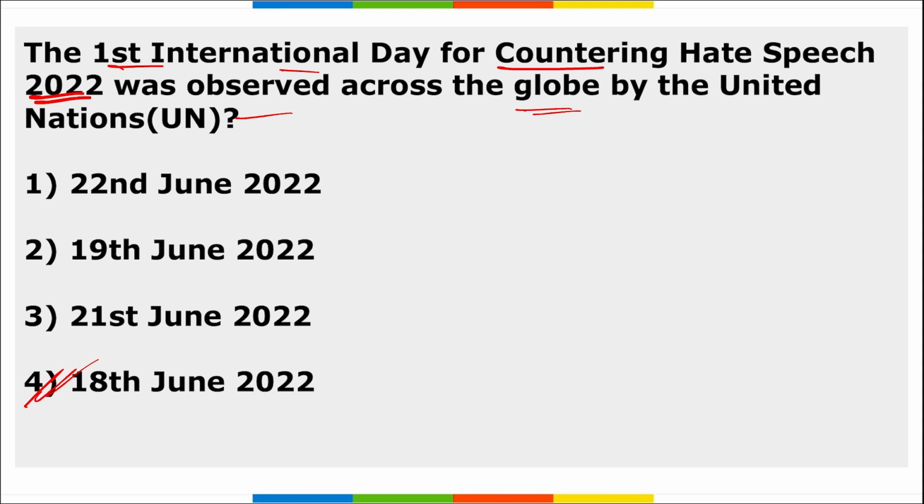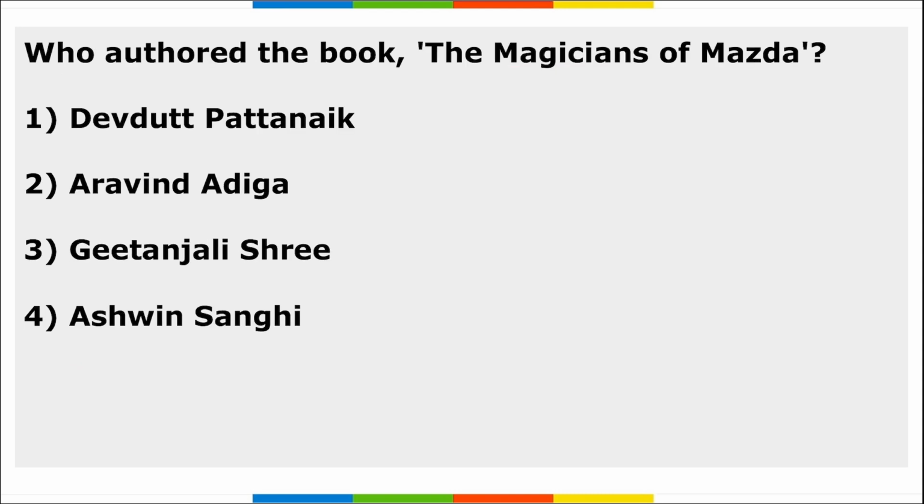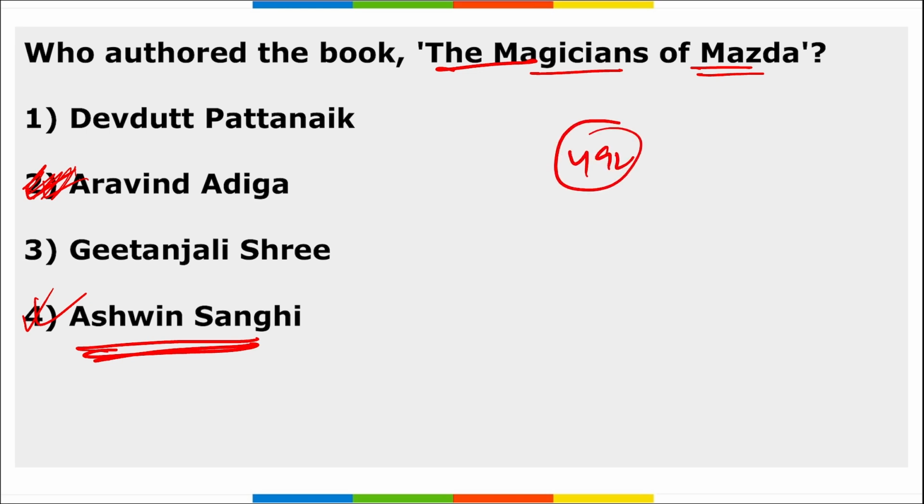Next, who authored the book The Magicians of Mazda? Sorry, I repeat, that is not the correct option. Ashwin Sanghi has authored this book, The Magicians of Mazda. This is a 492 pages book of thrilling adventure that makes its way through America, Iran, Afghanistan and Kashmir. And the author is Ashwin Sanghi.